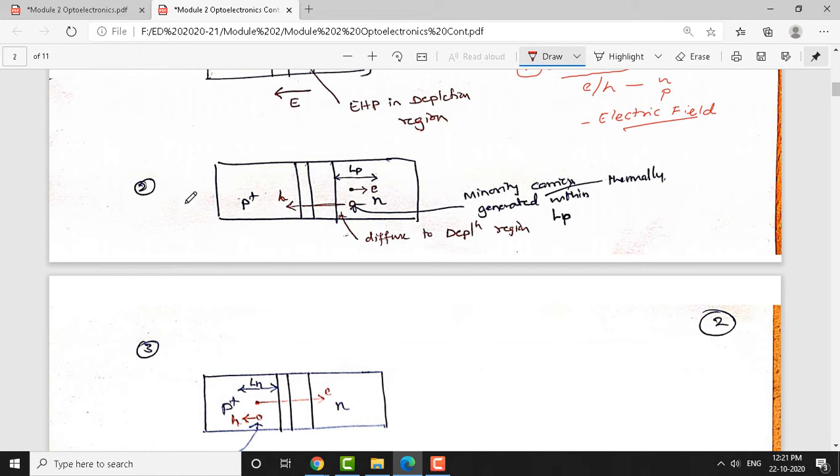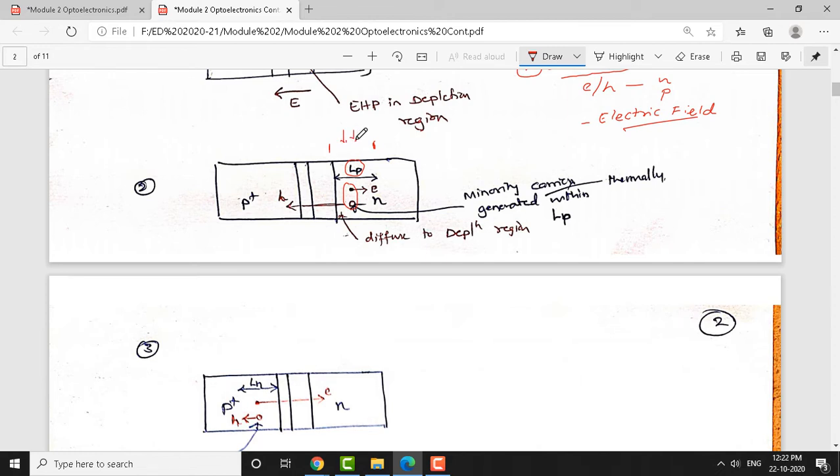And the second part discusses the neutral n region. In the neutral n region also, you need not consider the entire material. We only need to consider up to this LP. LP we already defined, it is the diffusion length for holes. It is the average distance a hole can travel before it recombines with an electron. Now, within this short distance LP, again carrier generation will happen through the incident light falling on this.